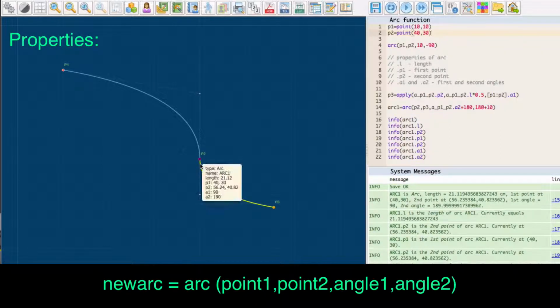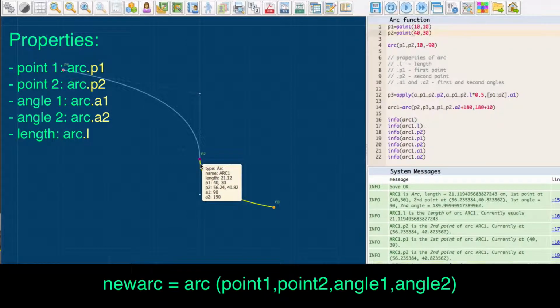Let us see which properties an arc has in Sewist Software. We have already mentioned length, points, and angles. In the pop-over window you can see these main properties, and all numbers are rounded to the second decimal. If you are curious to see the arc's properties with the utmost precision, you can use the info command. The system will provide further information in console.